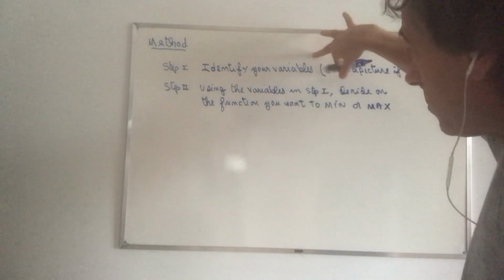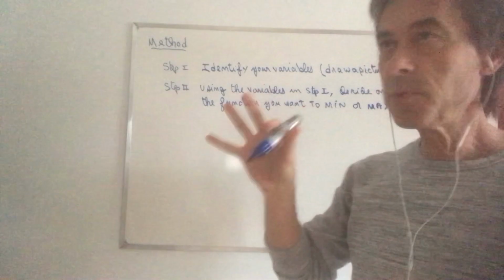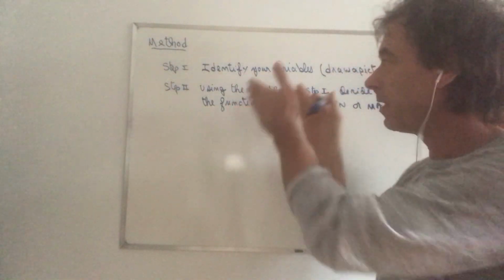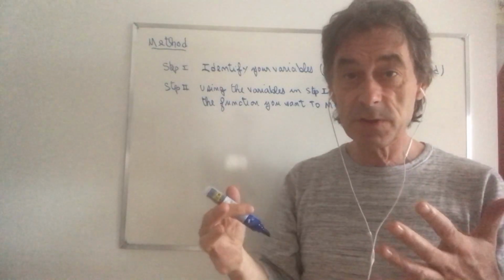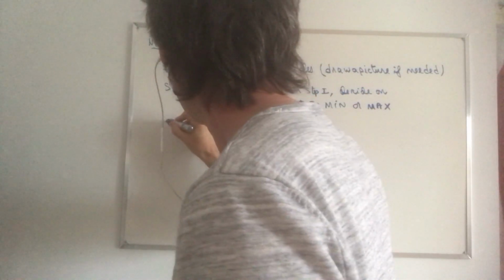So you have some variables you found in step one. You look at the problem, you say, okay, this problem is about maximizing profit. So I want to maximize my profit, but I need to express this in terms of the x's and the y's, whatever I have in step one.